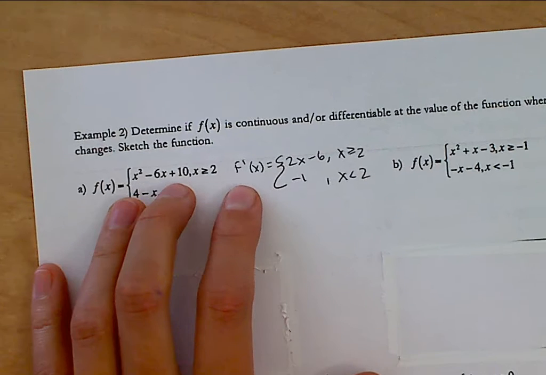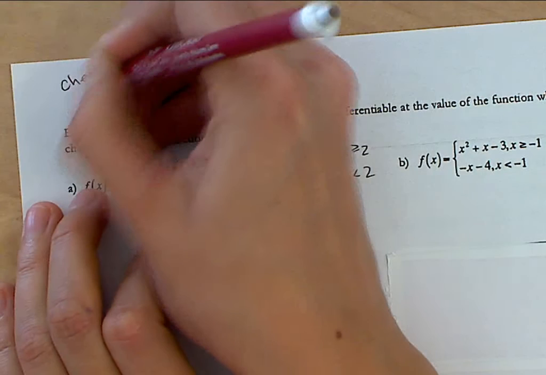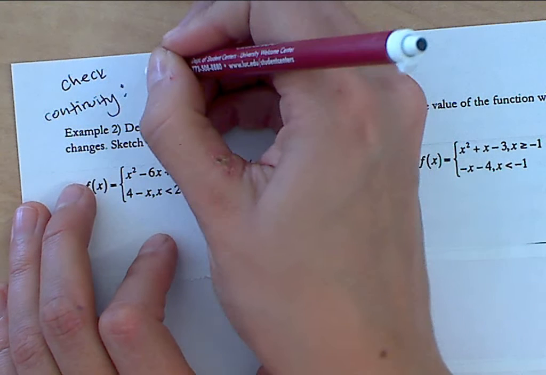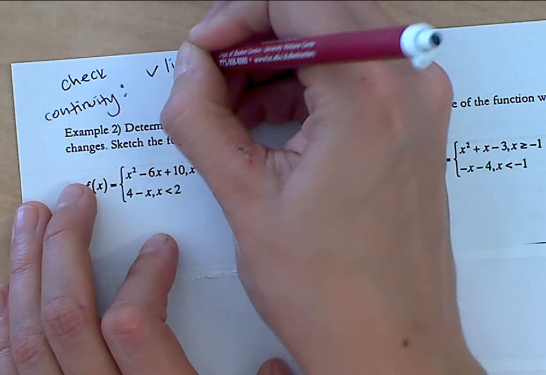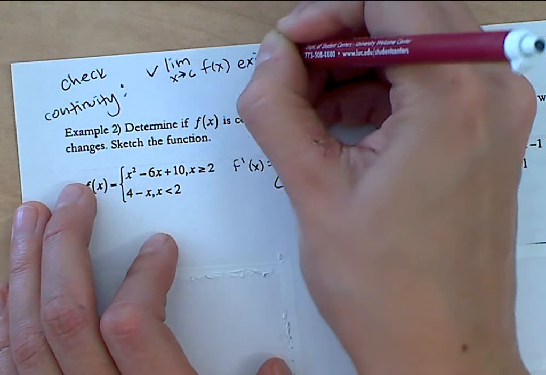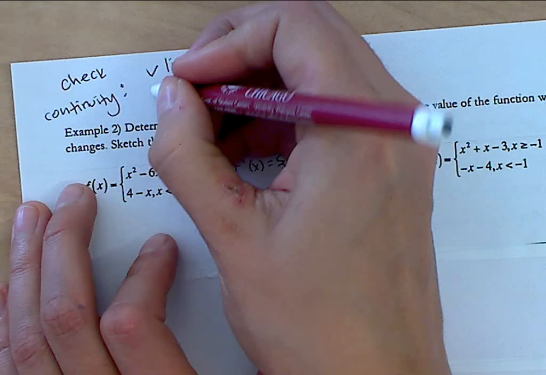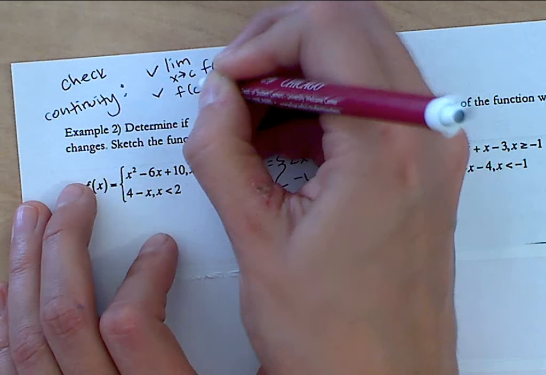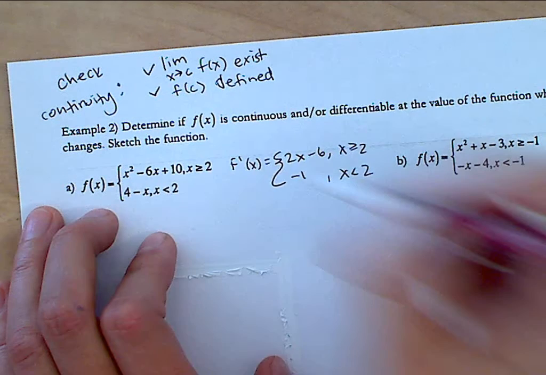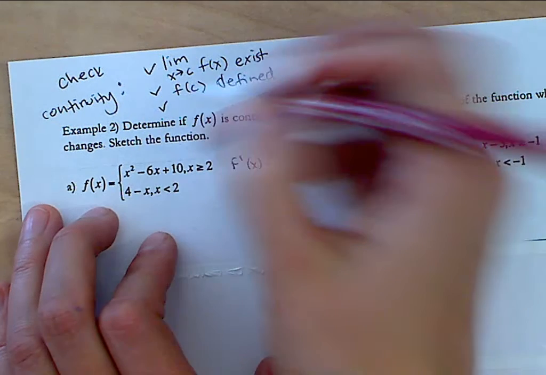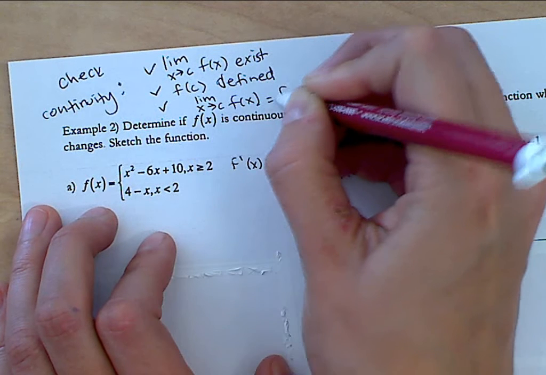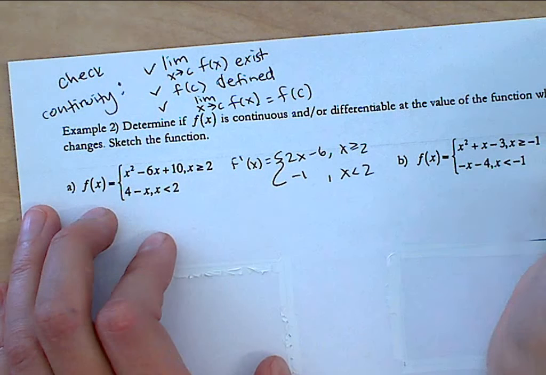In order to check continuity, there are 3 steps. Let's say we're checking continuity at point c. We need to check: does the limit as x approaches c of f of x exist? Is f of c defined? And then the last thing to check is that these two things are equal: does the limit as x approaches c of f of x equal f of c? If all 3 things work, then yes, it is continuous.